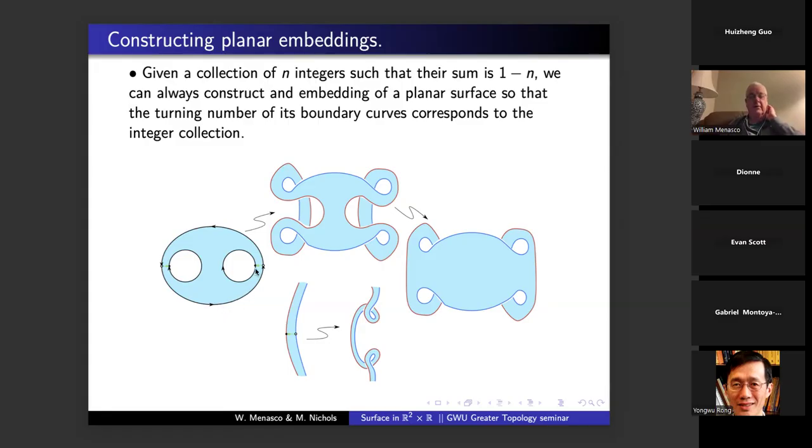Now you look at the turning number of these curves, and the outside curve is +1. It's going around counterclockwise one time. The inside two curves are -1. And so if you add those turning numbers up, +1, -1, -1, you get -1, which is the Euler characteristic of a pair of pants.